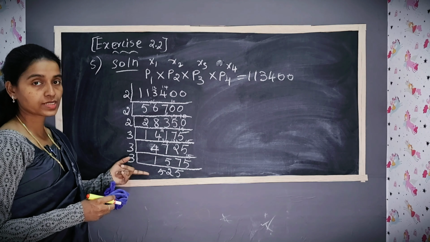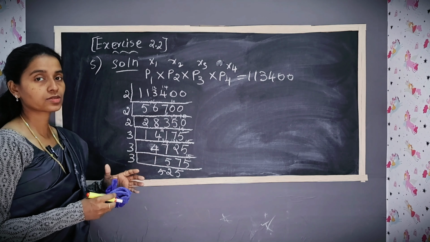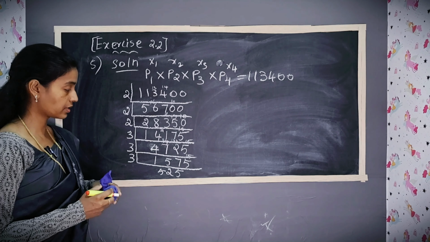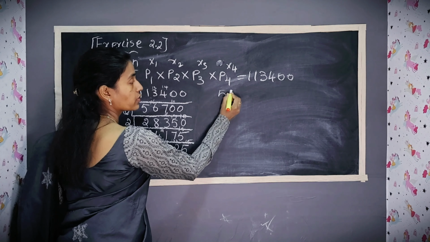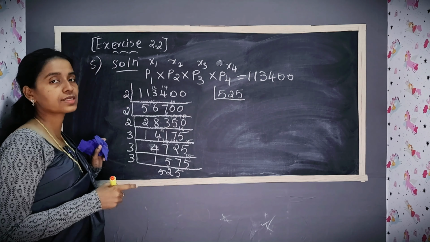Since I have no space here, I can write here. But this is a continuous process. You have to write it continuously. 525. Here also we are having the last digit as 5.